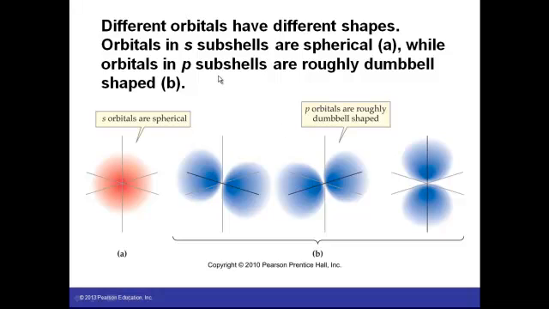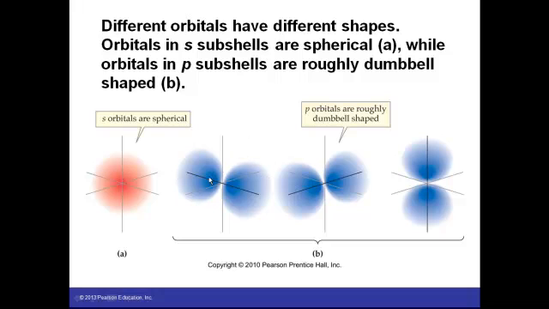So each different orbital has a different shape. The orbitals in the S subshell are spherical in nature, but the orbitals in the P subshell are roughly dumbbell in shape. So we said that the P subshell has 3 different orbitals in it, and each of these orbitals is dumbbell shaped, so the electrons are kind of spinning around in this dumbbell pattern, depending on which P orbital they're going to be housed in.